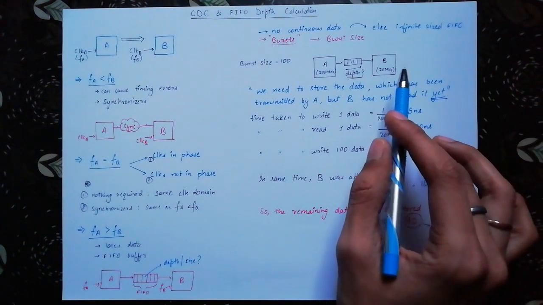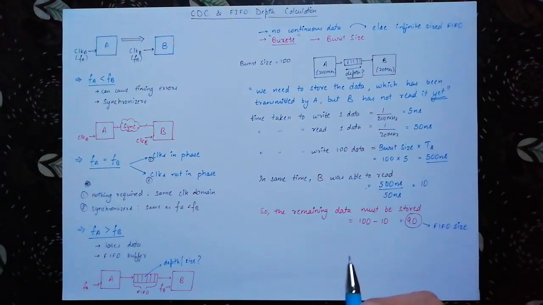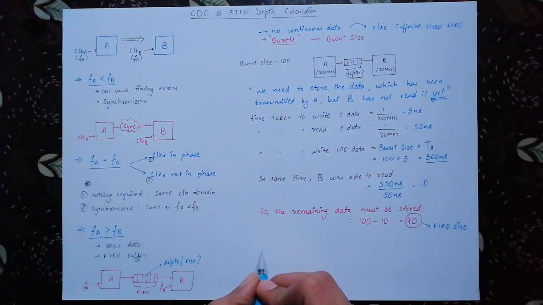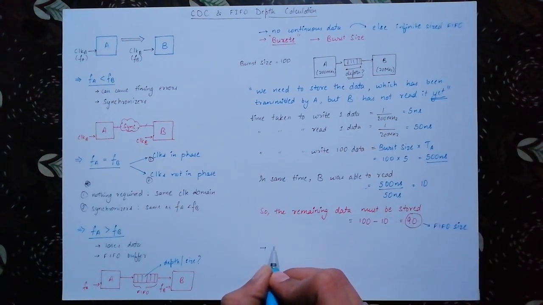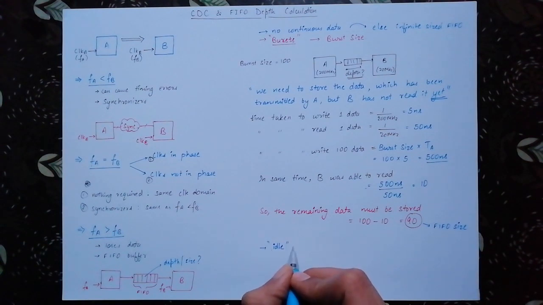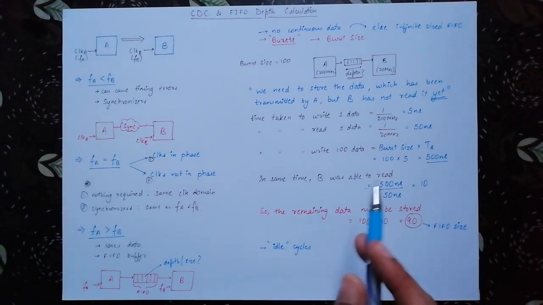Sometimes, a few idle cycles are also to be considered. For example, the receiver may read only one data in 3 clock cycles. So we have to consider that delay in our calculations by increasing the time to read one data.